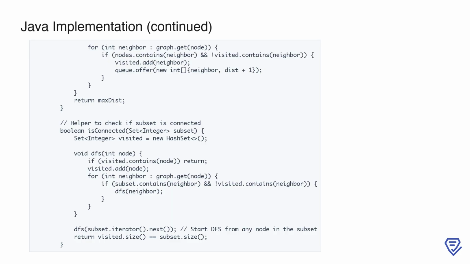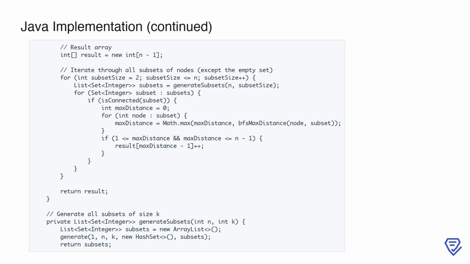of subsets of nodes. Now, we define the result array, which will store the count of subgraphs for each possible diameter. To compute this, we iterate through all subsets of nodes, starting with subsets of size 2 up to n. For each subset, we first generate all combinations of nodes of that size using the generateSubsets function. Then, for each subset, we check if it's connected using the isConnected helper function.